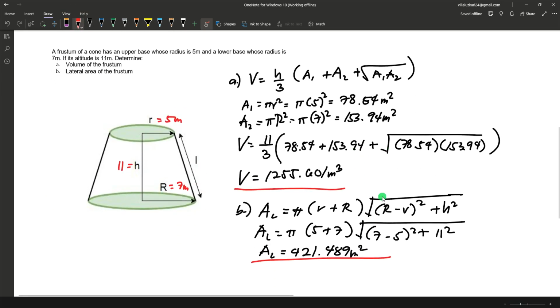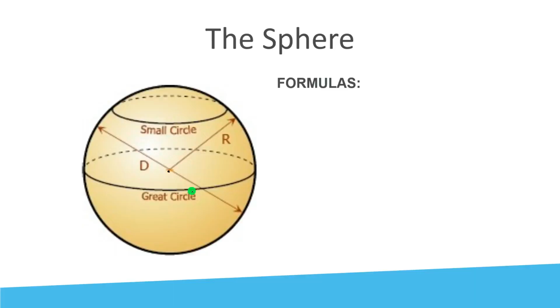Okay, next, the sphere. A sphere is a solid bounded by a closed surface, every point of which is equidistant from a fixed point, which is the center. Now, here are the formulas that we can use in determining the surface area. We have 4 pi r squared or pi d squared. For the volume, we have 4/3 pi r cubed and 1/6 pi d cubed.